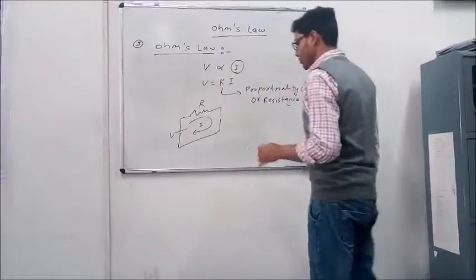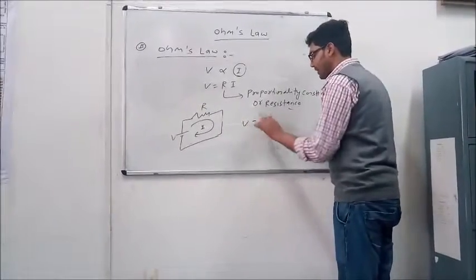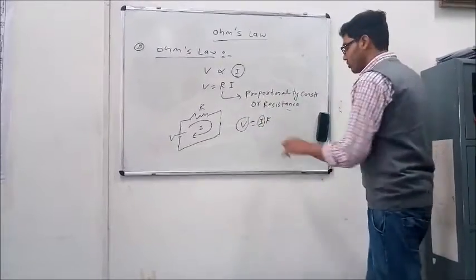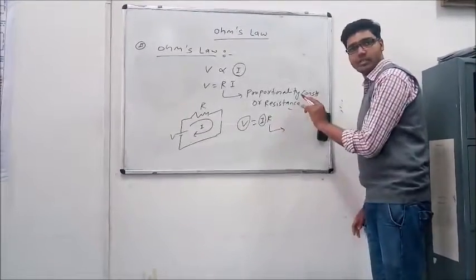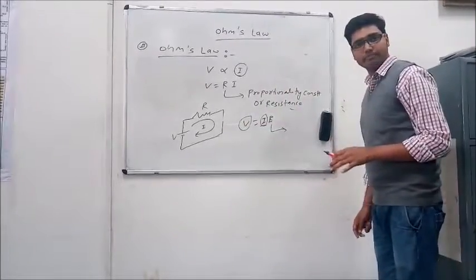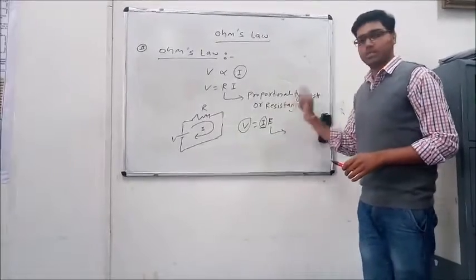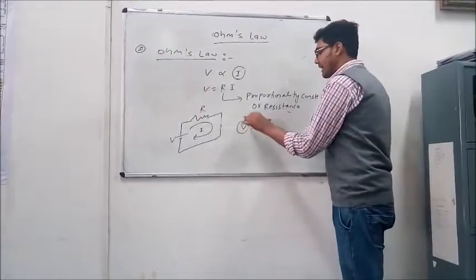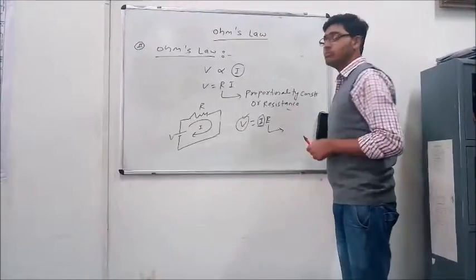So we will be able to calculate: if you know any two quantities, suppose voltage and current, we will be able to calculate this proportionality constant, that is resistance. Or in another form, if you know I and R, we will be able to calculate the voltage. So according to Ohm's law, temperature should be constant. At constant temperature, we can get the relation between voltage and current. But it also has some limitations.